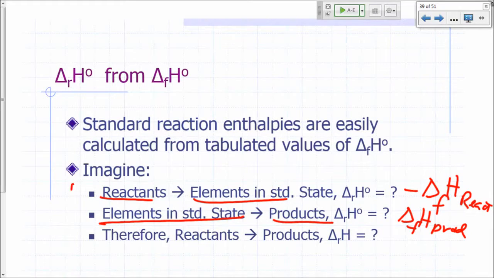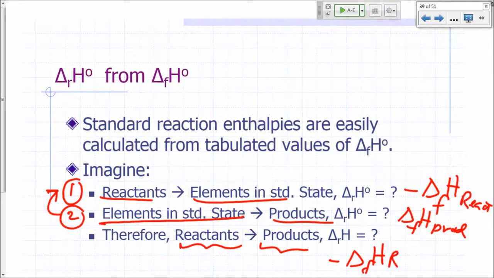So if you combine these two reactions, what do you get? You have the overall reaction where reactants end up as products. So what's the delta H for this overall reaction? The sum of these two. So negative delta H formation of reactants plus delta H formation of the products. Or you can say delta H formation of products minus delta H formation of the reactants.